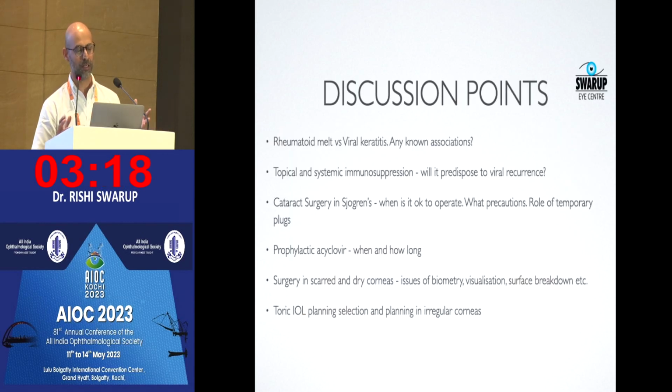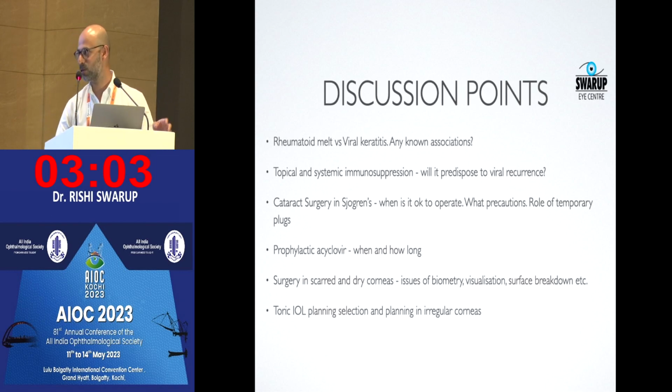So discussion points here are, first of all, whether it was a rheumatoid or viral keratitis. Sometimes it's difficult to differentiate the two. I think that's outside the purview of this course, so we'll skip that. The important point is, should we have done toric IOLs at all in this case, or should I have gone ahead and put a monofocal lens and let the toricity be handled by a contact lens or whatever?